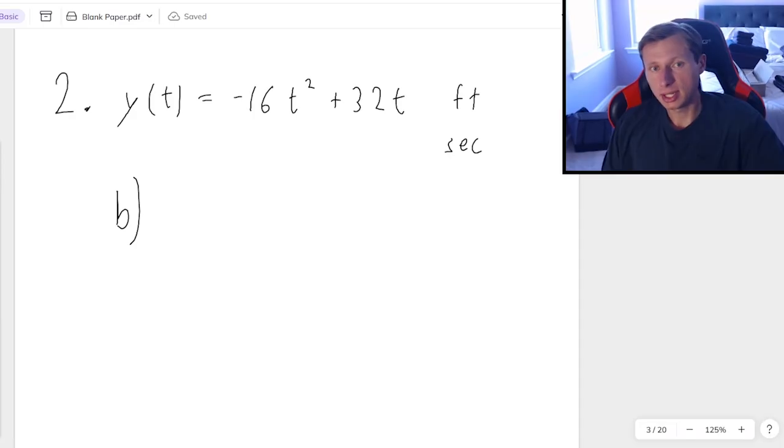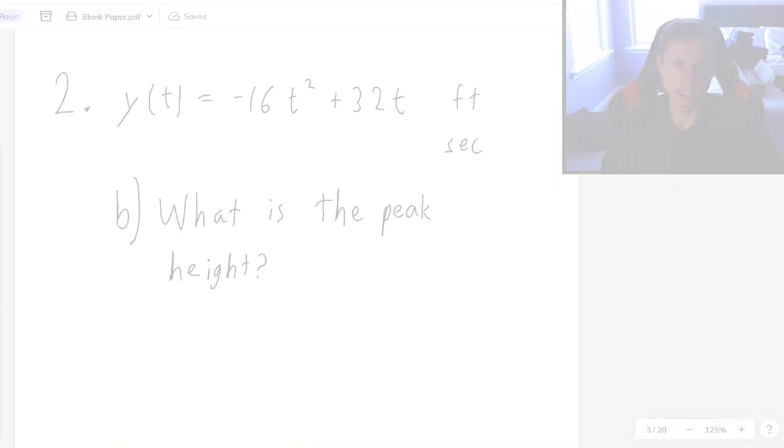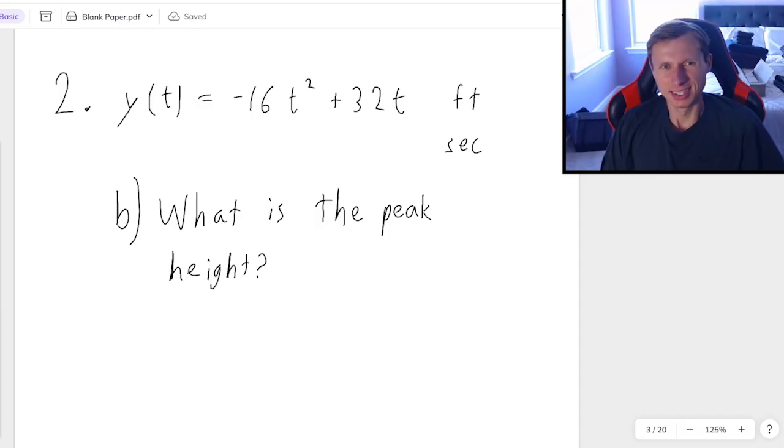For part B, I'm going to ask, what is the peak height? Now this question's obviously a little trickier. So why don't you pause, think about it for a second, and time's up. So when I ask for the peak height, remember the peak height happens when the object stops at the top. And we know when it stops. It stops at t equals 1.